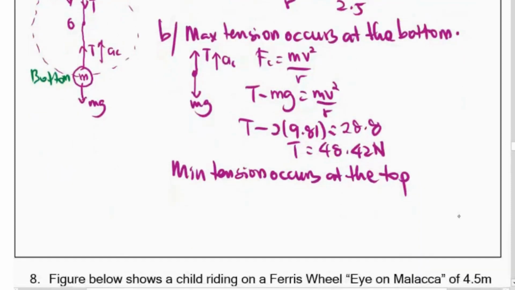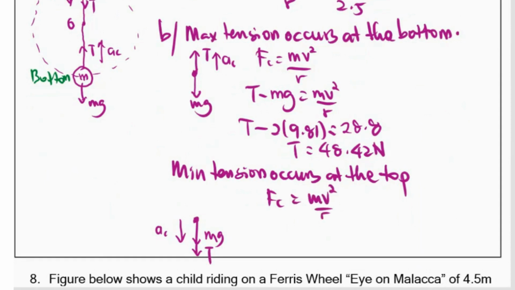So let's draw the free body diagram. At the top, you have the weight and the tension, and the AC is also pointing downward. Again, you can apply the formula FC equals mv squared divided by r. The FC is those forces in the same direction, so you have to add up the tension with the weight, because tension and weight are in the same direction.